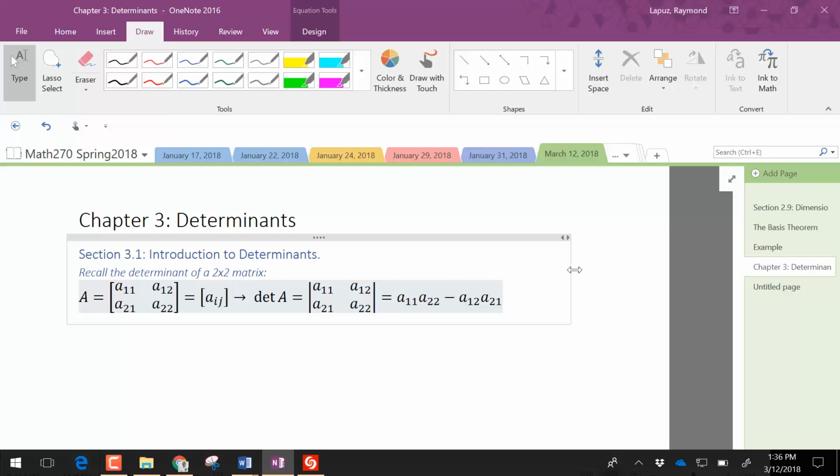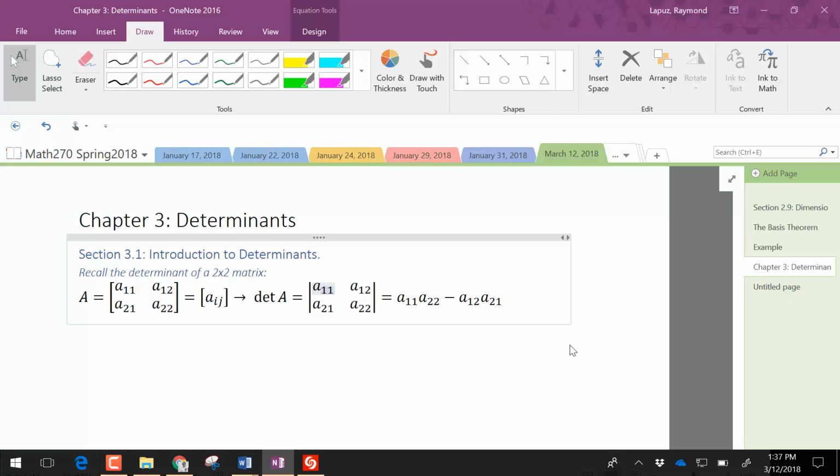So the determinant of a 2 by 2 matrix is the product of the diagonals, that's the A11 and A22, minus the product of the other elements, which we call the wings. I don't know why we call it the wings, but it's called the wings. So A21, A12, and that's our determinant.